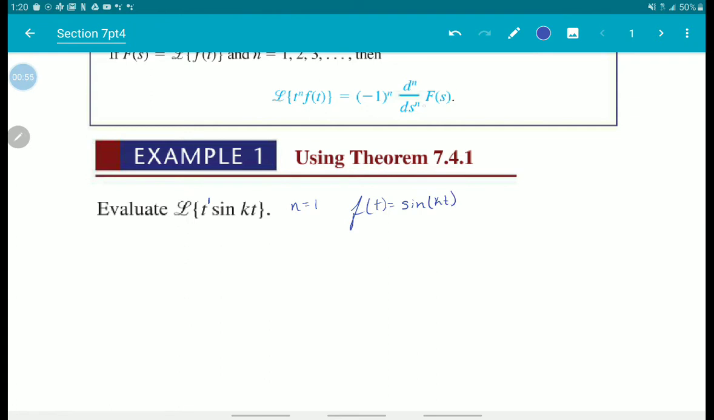So our F of s is the Laplace of the sine of kt. And we know that, going back to our formula sheet, would be k over s squared plus k squared. So we have all the pieces. Let's substitute everything in.